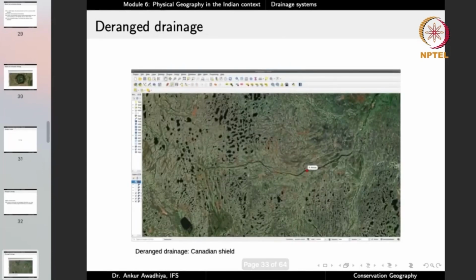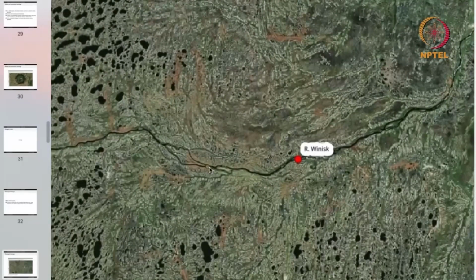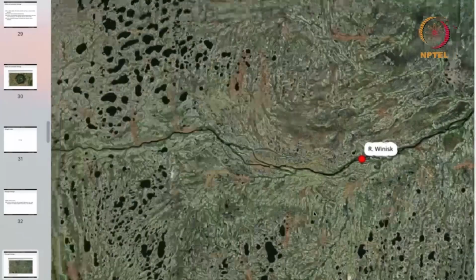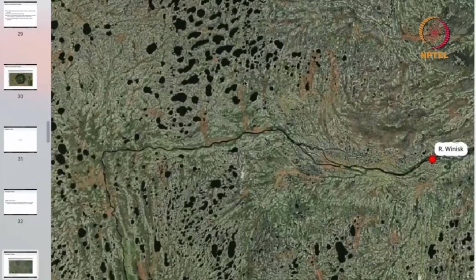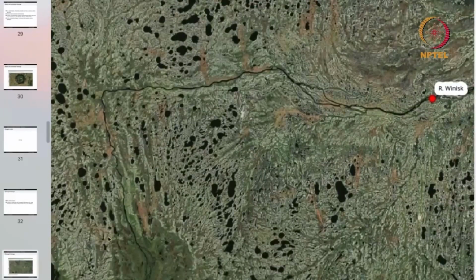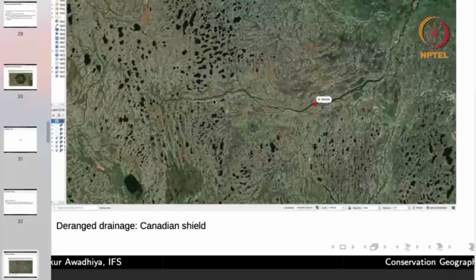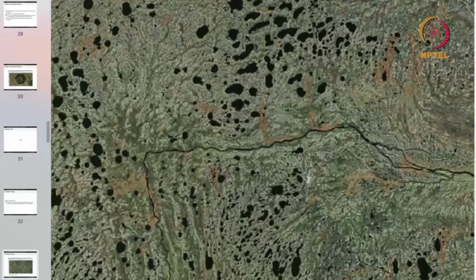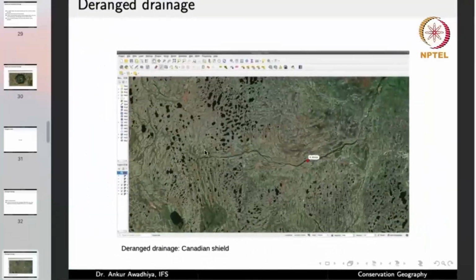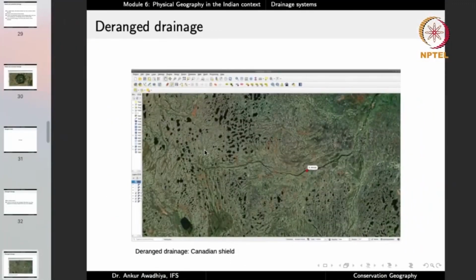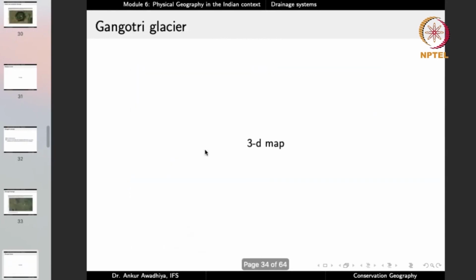So one good example is the Canadian Shield. So here you can observe that you have this river. This is river Winnisk, and this river is moving like this, but all around this area you have all of these lakes. Now this river has been moving in this direction, and then suddenly it turns. So this drainage is not a dendritic drainage, this is not a parallel drainage, this is not a rectangular drainage. It is not a rectangular drainage because in certain areas you find a dendritic sort of a pattern, in certain areas you find a 90-degree turn. And this area has not yet stabilized. So in such areas we find deranged drainage.